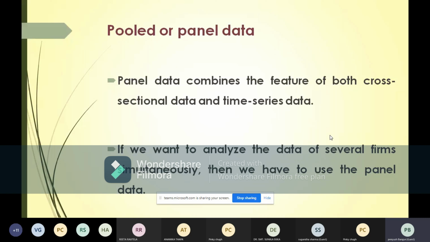In time series, for example, if I am analyzing 50 companies, I have to analyze the time series data and repeat the methodology 50 times. But if I use panel data, I have to use the methodology only one time. That is the biggest advantage of panel data: a large number of series can be analyzed in a single shot.